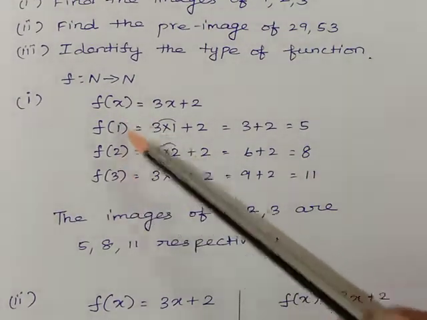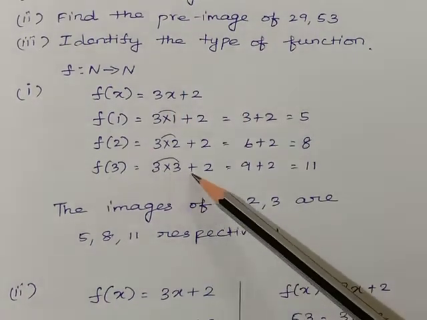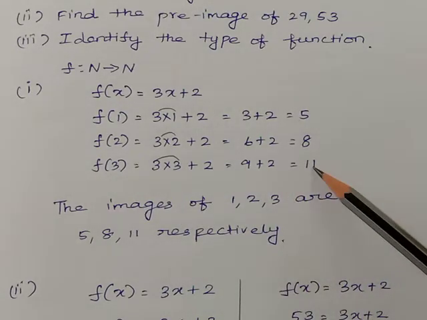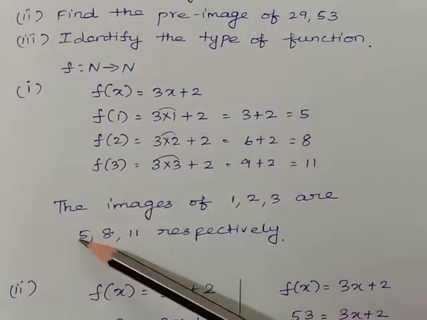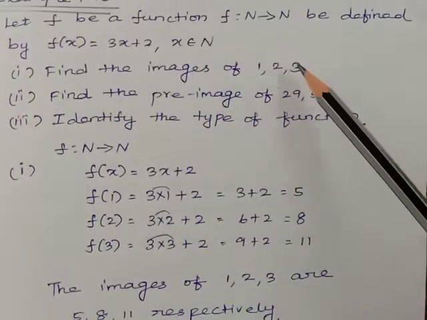In the place of x, we'll write 3. 3x plus 2, so 3 into 3 plus 2. 3 threes are 9, plus 2, 9 plus 2 is 11. The image of 3 is 11. Therefore, the image of 1 is 5, 2 is 8, 3 is 11. Now we have completed Roman letter 1.